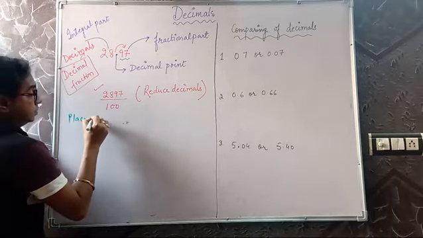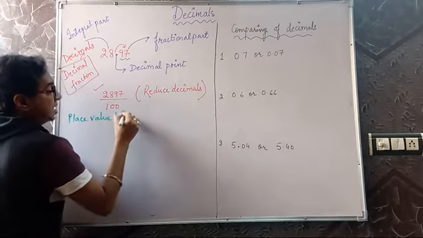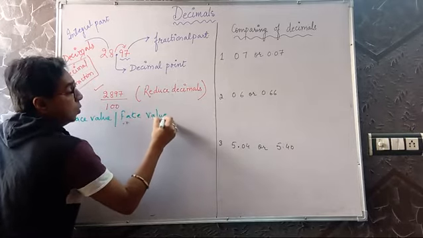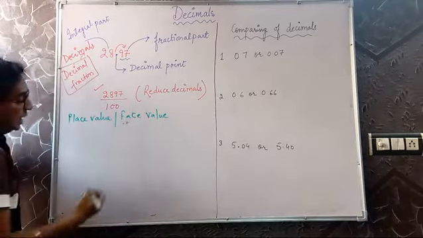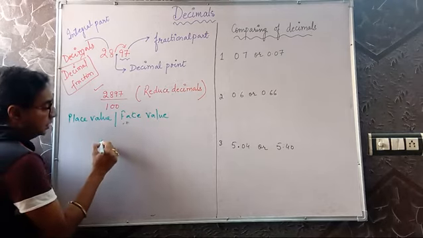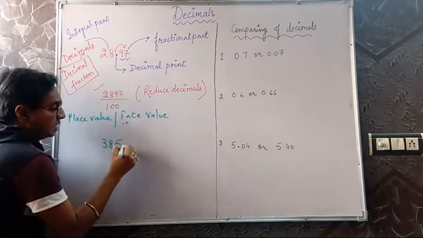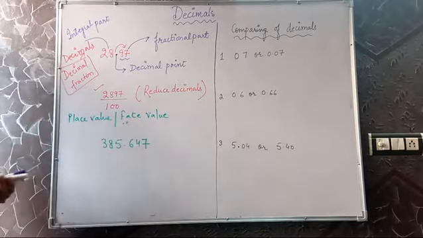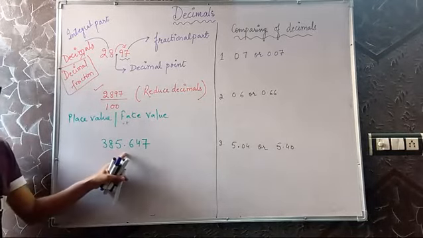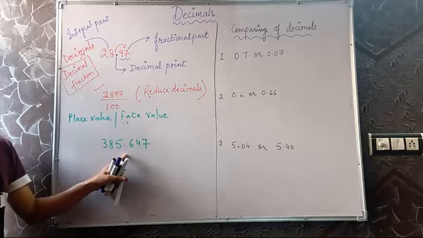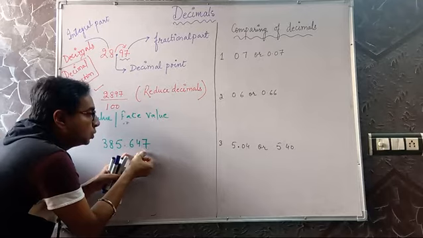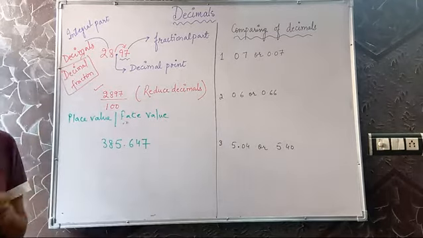Now, let us understand one more important topic from here, that is, what do you mean by place value and face value? Okay, let me write another example. 385.647. Again, it's a decimal. If I remove the decimal, in the denominator what will come? 1000. Yes, 1000 will come. Why? Because how many digits are there? 1, 2, 3. That is why 1000 will come.